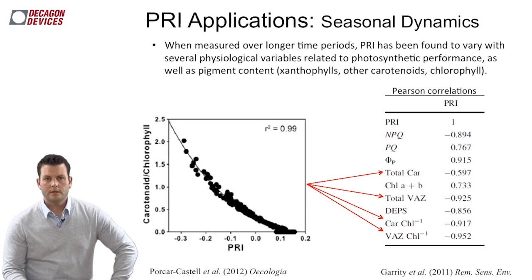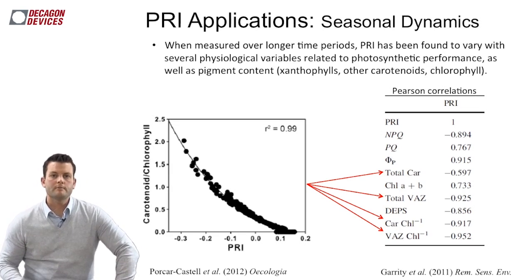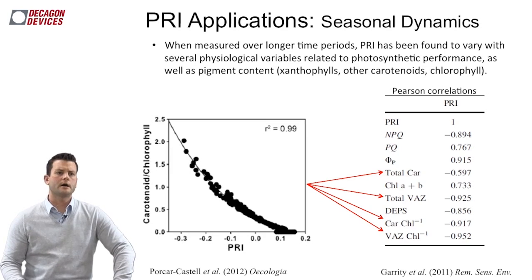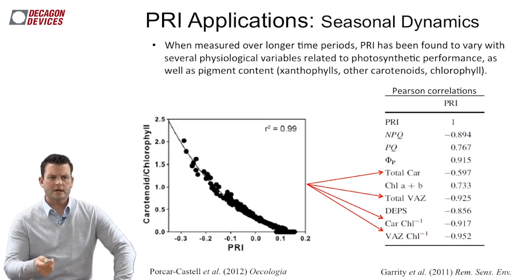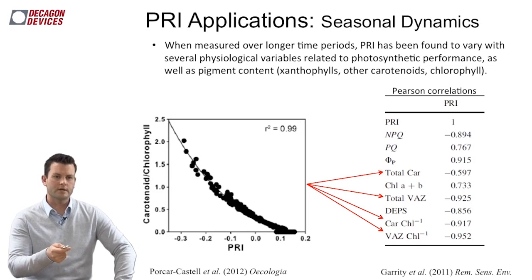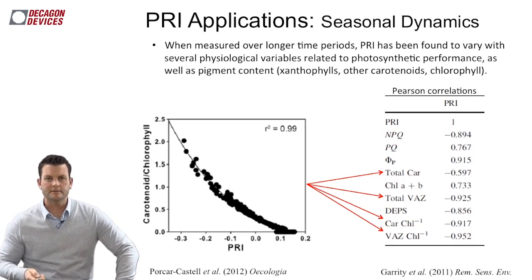So the table on the right came from a recent study. So that's actually the Porcar-Castell. The references on the bottom of this slide are flip-flopped. So the Garrity et al. goes to the left-hand side, and Porcar-Castell 2012 goes to the right-hand side.